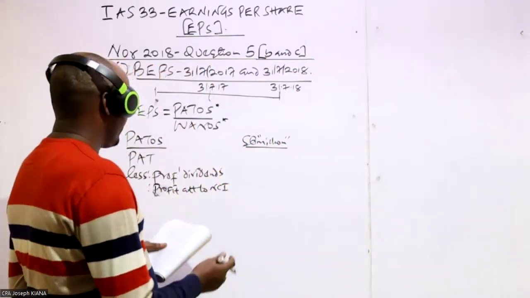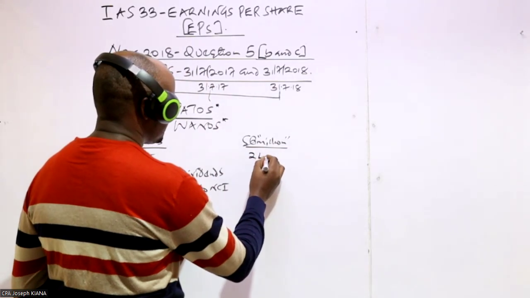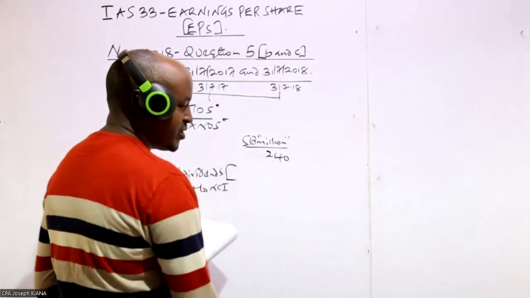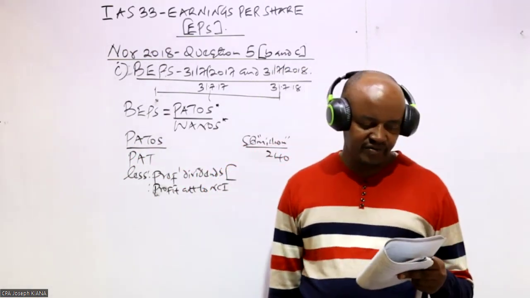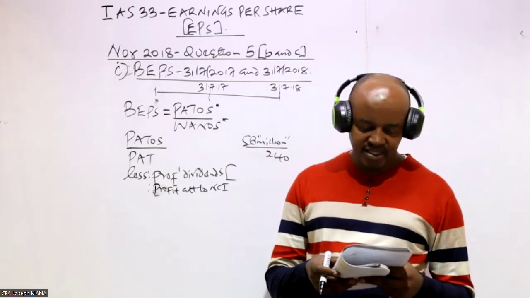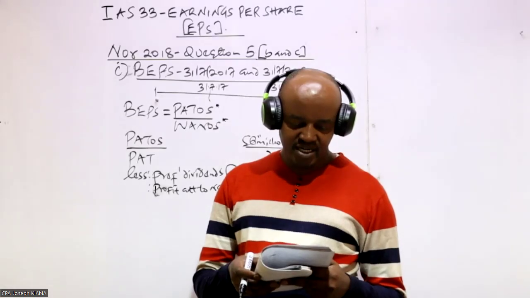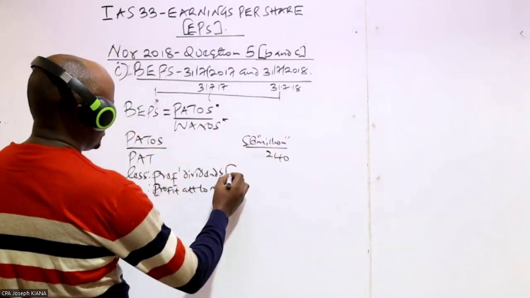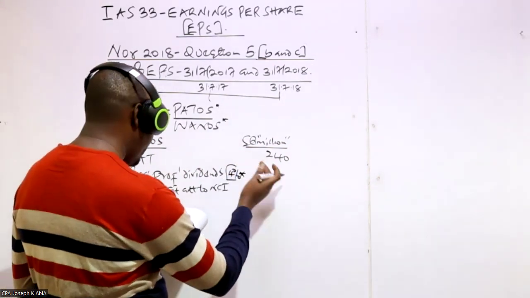So in 2017, we are given the profit after tax as 240 million. That figure is already given in the paragraph. So to this, what do we need to do? We less the preference dividends. How do we compute the preference dividends for this year? We use the information given in the statement of financial position extract. We are told that in equity, this company had issued 4% preference share capital. So basically this company at the end of each year should pay preference dividend equal to 4% of the preference share capital.